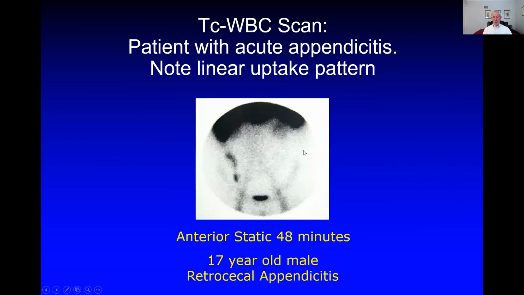Now, to show you what a technetium white cell scan looks like, this is a teenager who has a retrocecal appendicitis. It's growing back toward the back of the intestines. And this is a study that was done on this young man. And take a look here. This is the inferior border of the liver. Because leukocytes go there and to the spleen. This is the infected area right here, this sort of a linear pattern.